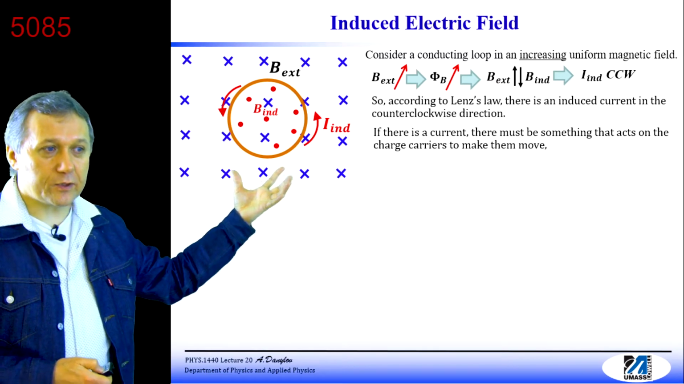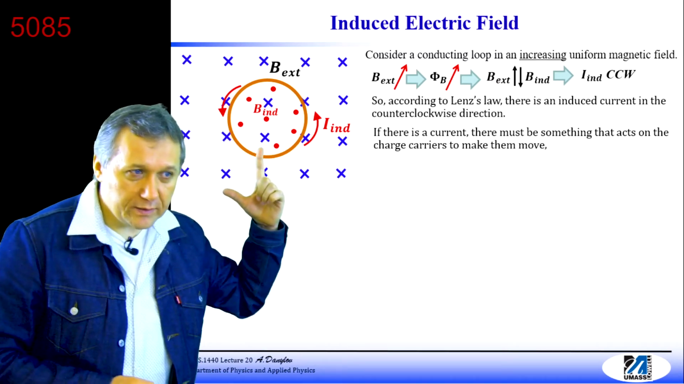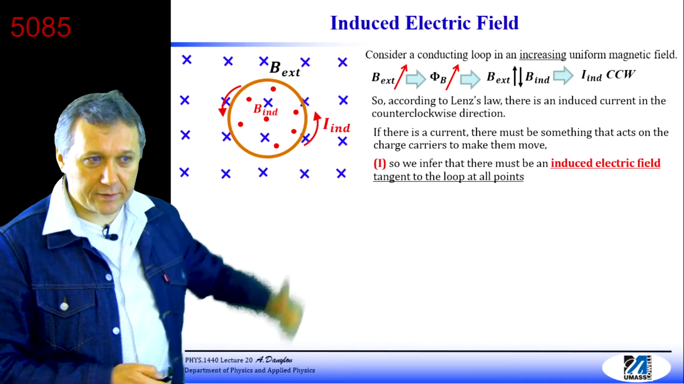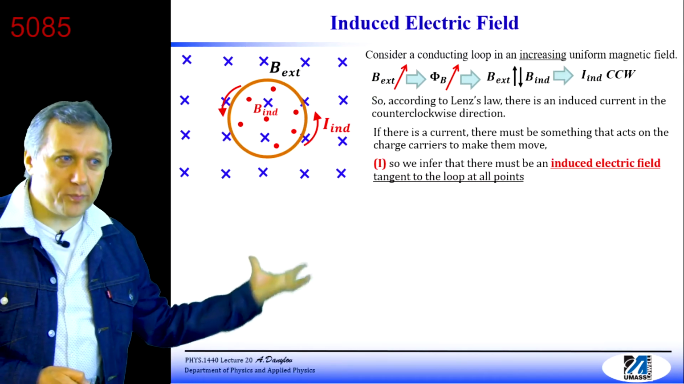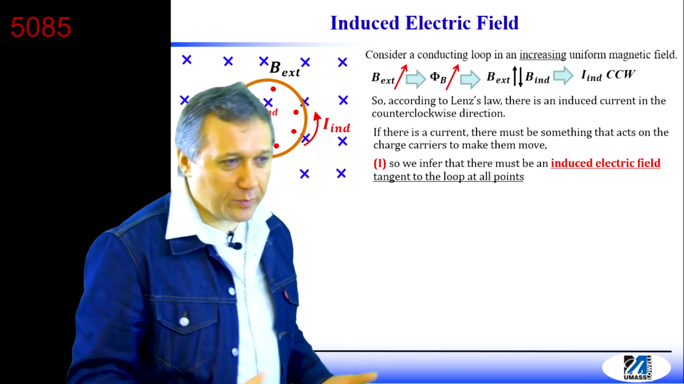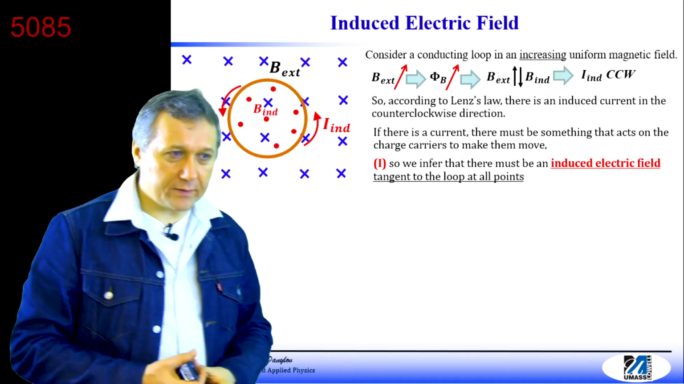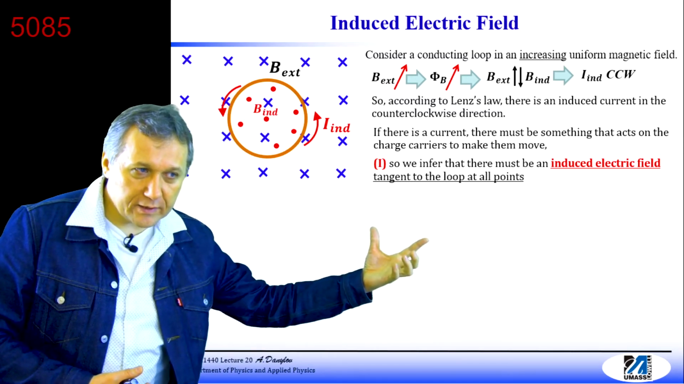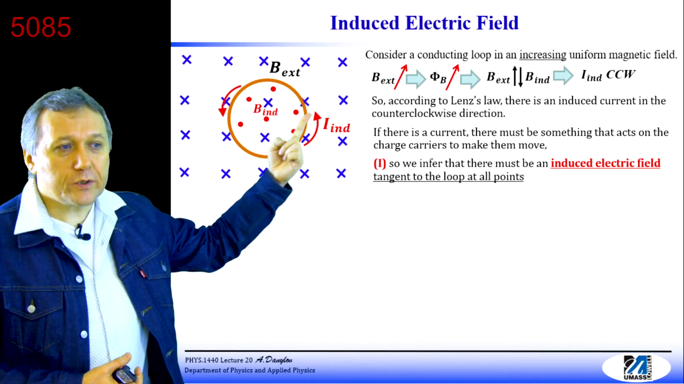This electric field is called the induced electric field. It's a first step, which is kind of obvious, right? After my speech, you should be convinced. So there must be an electric field. And these induced electric field lines form circles.